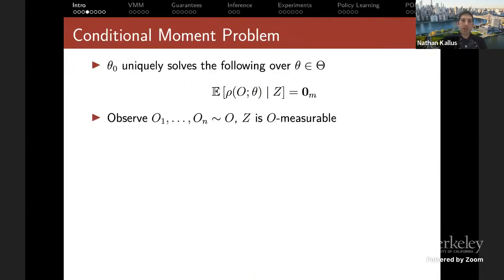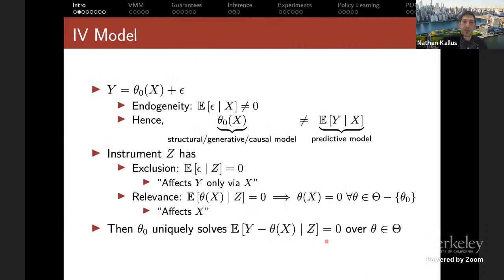And going beyond IV, essentially what we're dealing with here is a conditional moment problem, which shows up in a lot of settings beyond just IV regression. So the conditional moment problem is the following. In IV, we had that theta naught solves this conditional moment. It's a conditional moment because there's a conditioning on Z here.